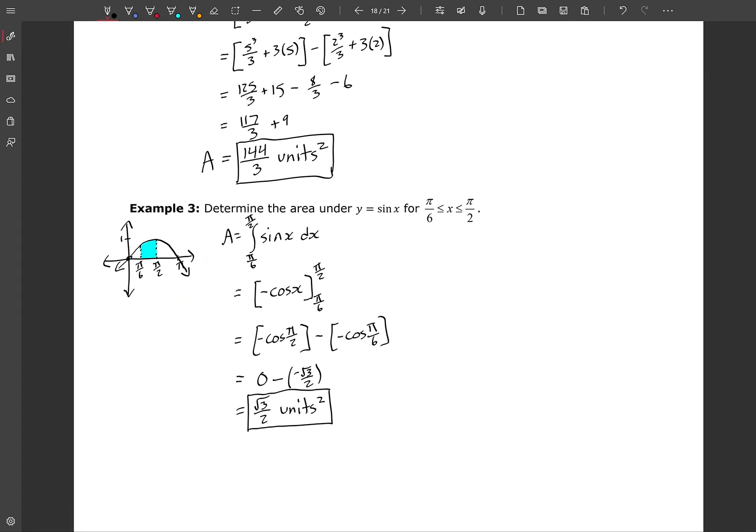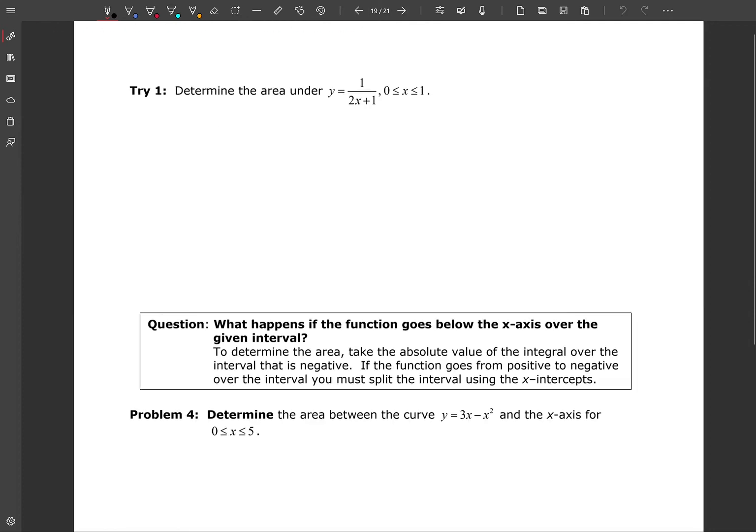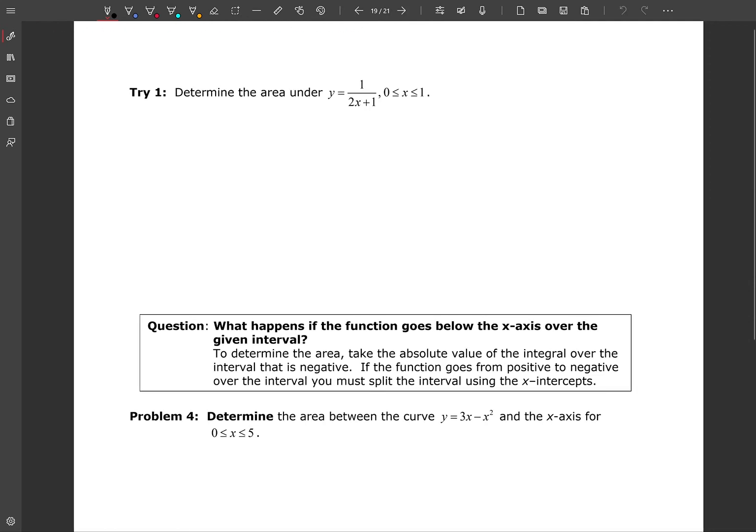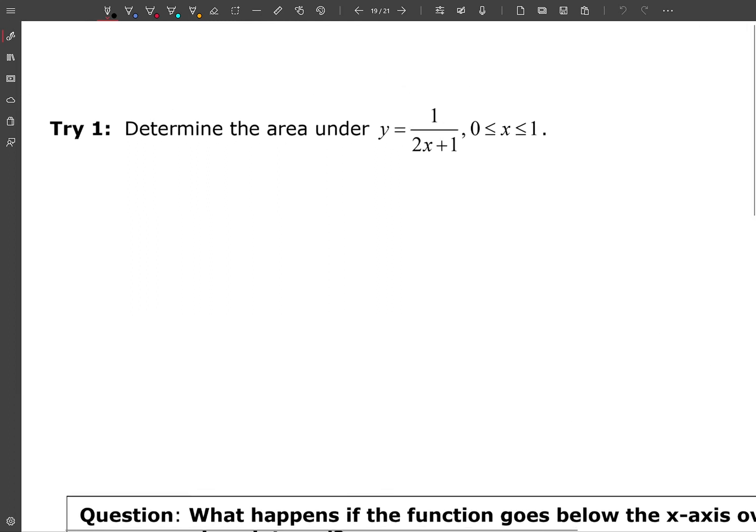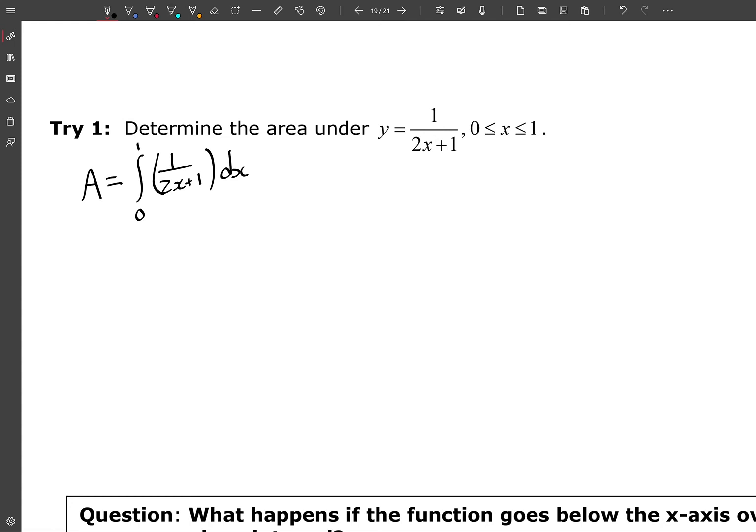All right, so that's another example there. Let's give you a try. Give this one a try on your own, and then check back and see if you got it right. Determine the area under y is equal to 1 over 2x plus 1 from 0 to 1. Okay, so the area we know is the integral from 0 to 1 of 1 over 2x plus 1 dx. All right, so we take our integral, and remember when we're given 1 over something like this, we can use our substitution method here.